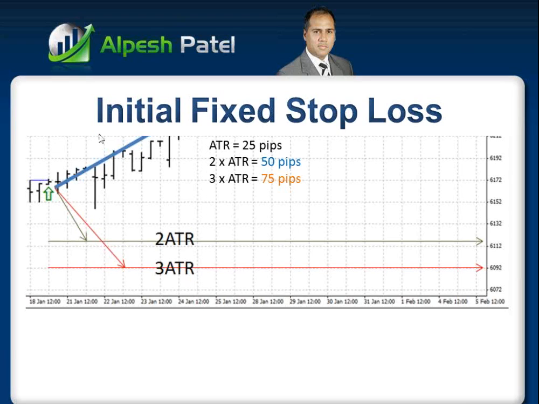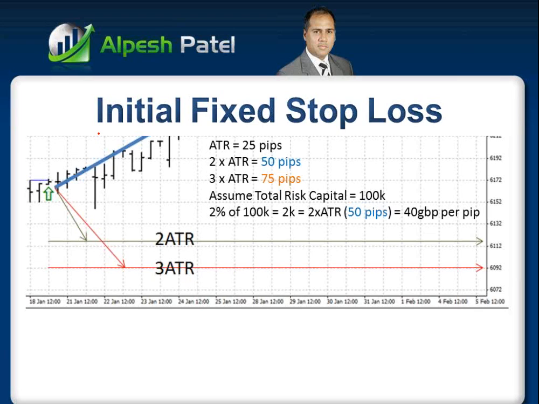Let's look at the next thing. Assume your risk capital is 100,000. 2% of 100K is 2K. Yeah, so your 2% has to be £2,000. That's the maximum you'll risk. 2 times ATR is 50 pips. Therefore, £40 a pip is how much you would bet or risk. That's your bet size. That's your trade size. What happens if you did 3 times ATR? Well, then your bet size has to be £27 a pip. Do you see how you put your stop loss further out.